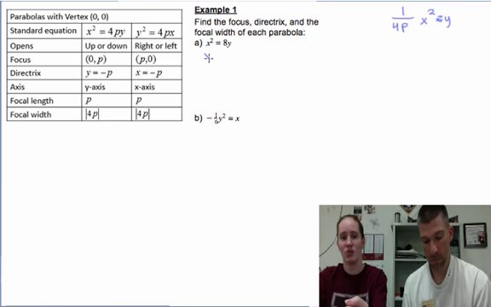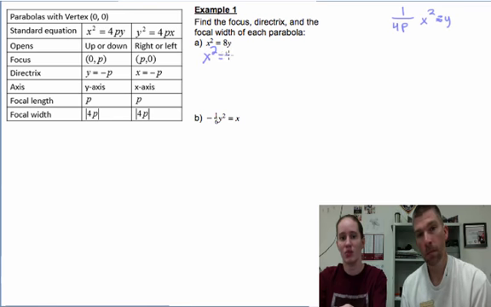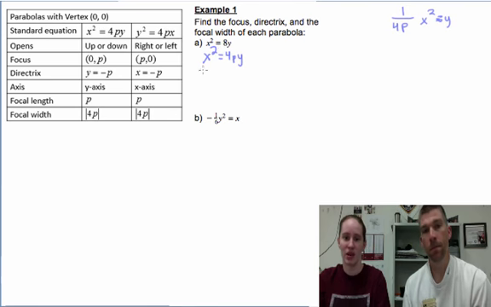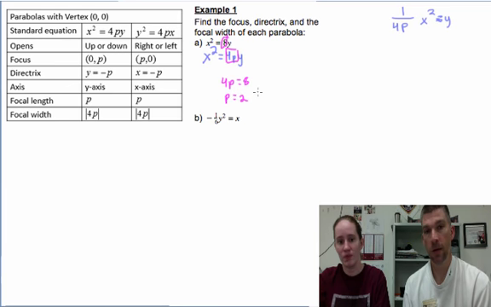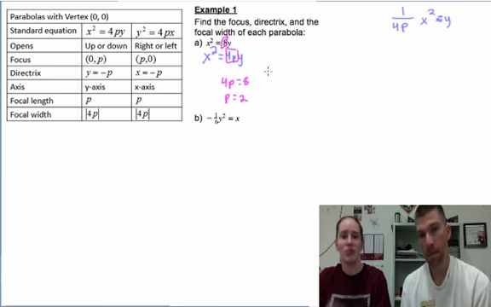It all depends on what your formula is. Because here, we need to just compare. x squared equals 4py, that's our standard form. They gave us x squared equals 8y. So what does 4p equal? 4p has to equal 8, because this and this have to match. So set 4p equal to 8, and that means that p is 2. So if p is 2, now we can plug into our table and figure out what the focus, the directrix, and the focal width are.